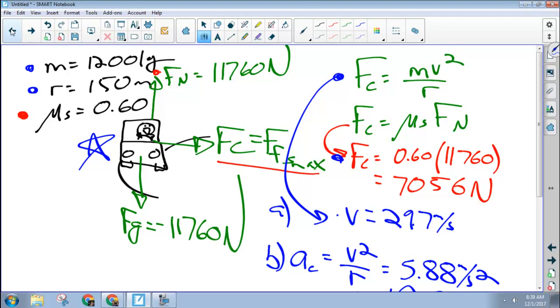Because there's a normal force. What allows the car to turn? Centripetal force, yes? And the centripetal force is provided by static friction. Cool? All right, so let's jump back then to number 8, which is the rotor problem.